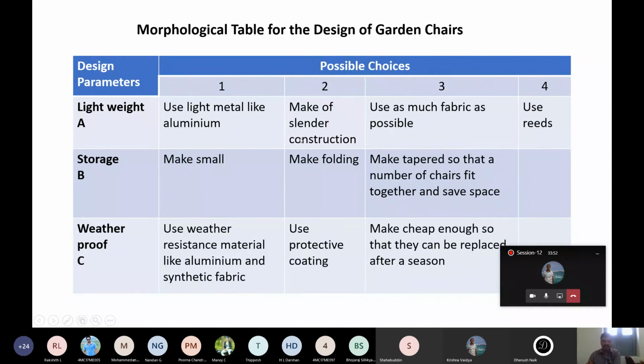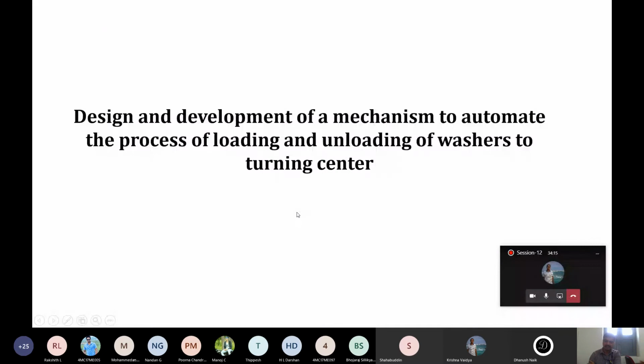Again, instead of using this morphological table, if you go for describing these possible solutions, then at least it will require 36 paragraphs. Instead of describing solutions in 36 paragraphs of theory, you can represent the same in an effective way using this morphological table.